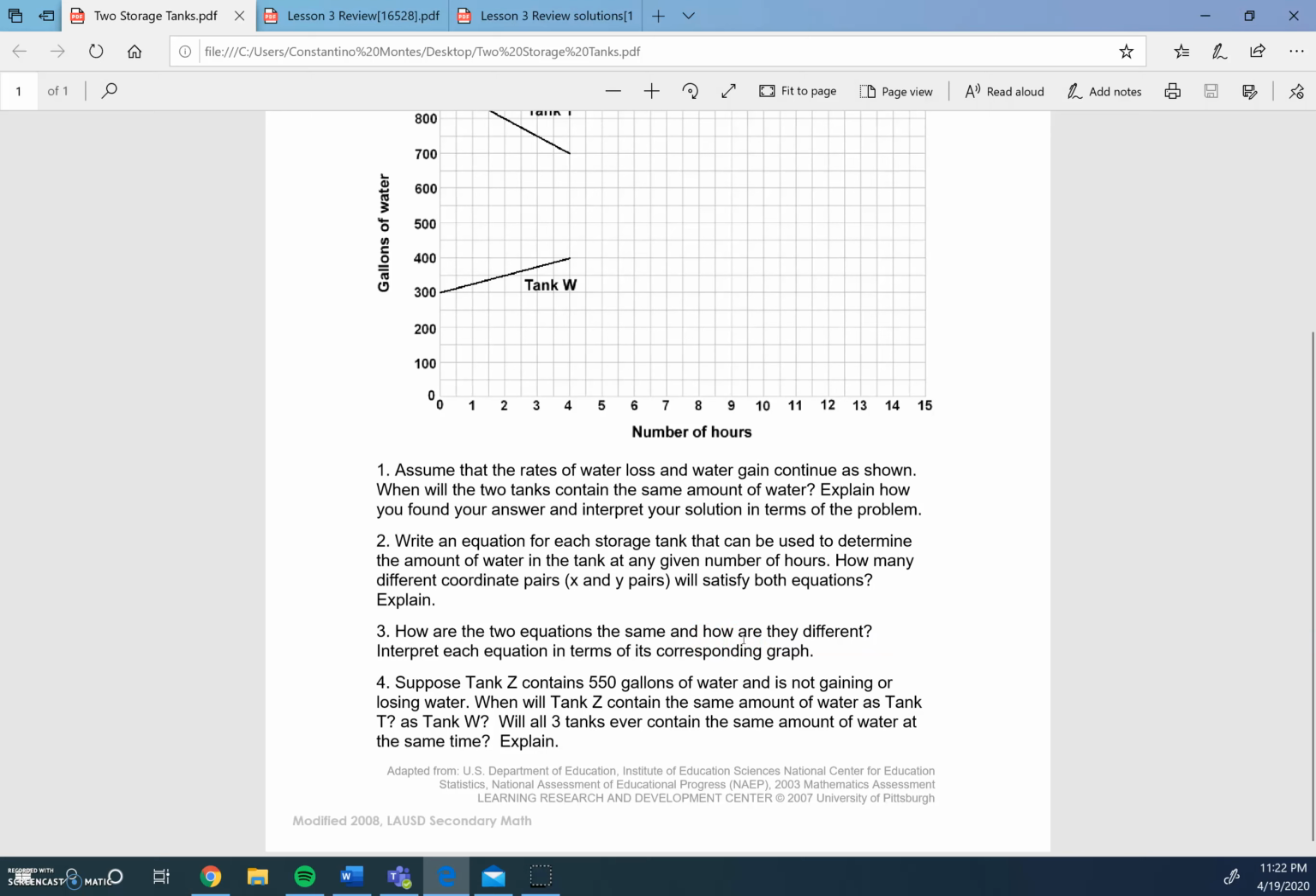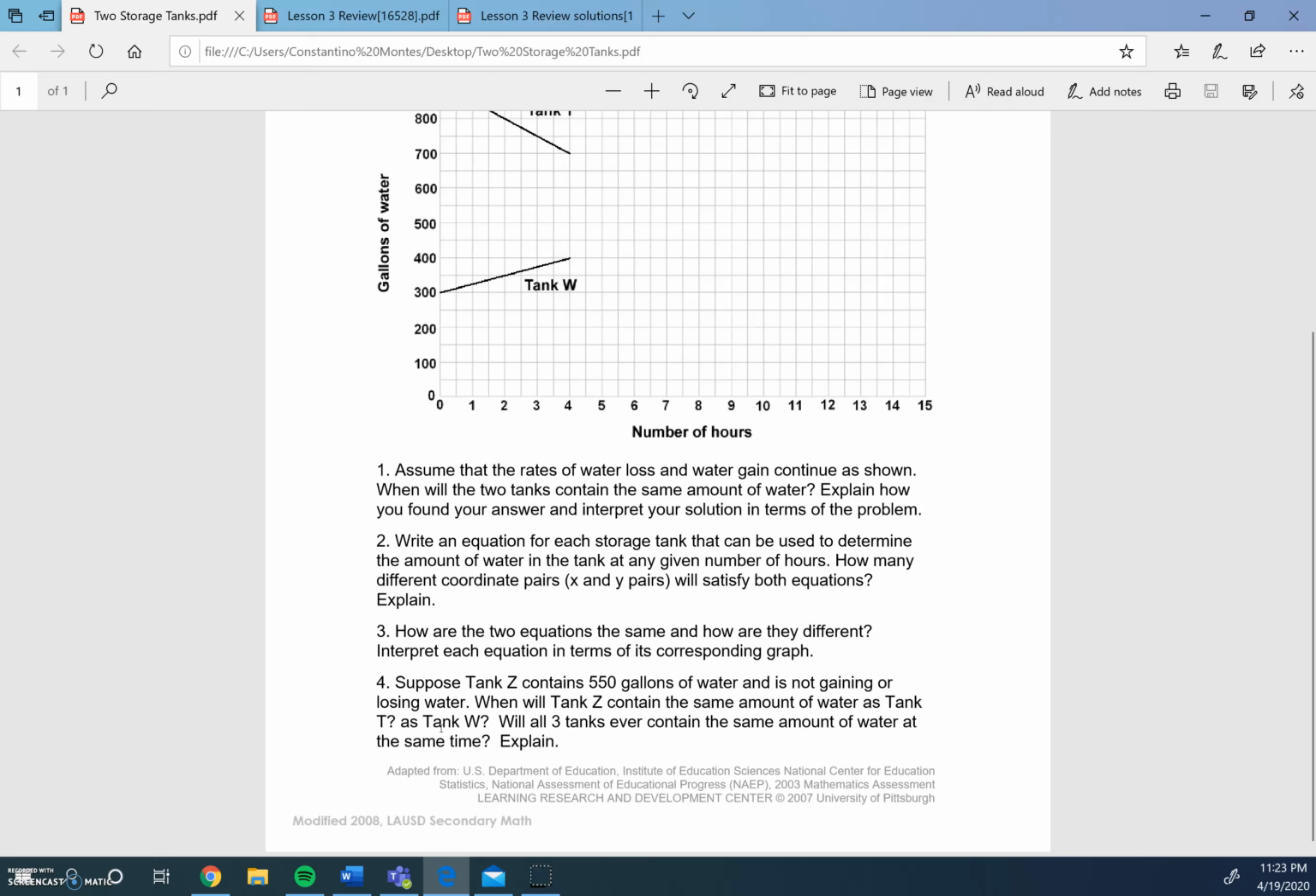Again, we're dealing with linear equations, so there's a lot of similarities, but there's also some pretty big differences. Number 4, suppose tank Z contains 550 gallons of water and is not gaining or losing water. When will tank Z contain the same amount of water as tank T, as tank W? Will all 3 tanks ever contain the same amount of water at the same time? Explain. So this one's a little bit more of an involved question.